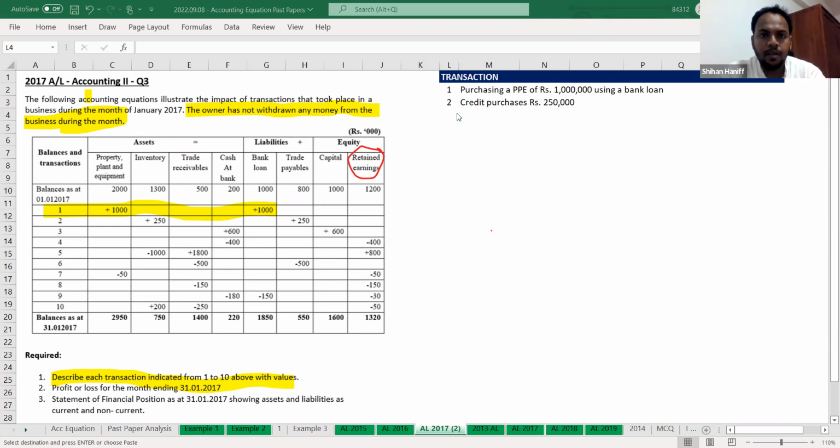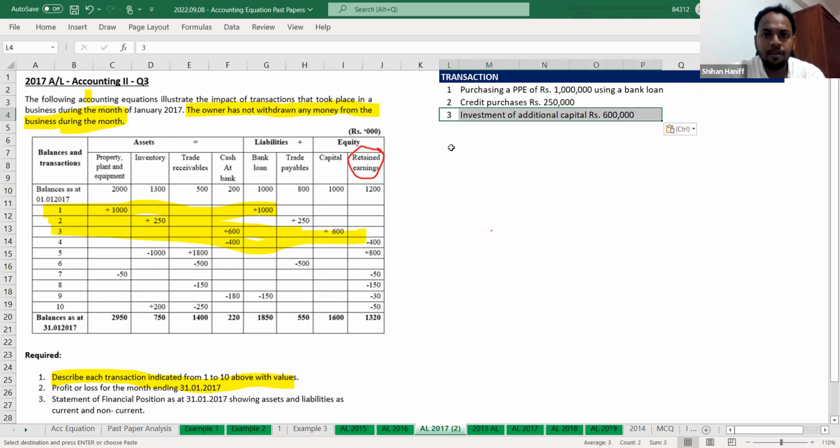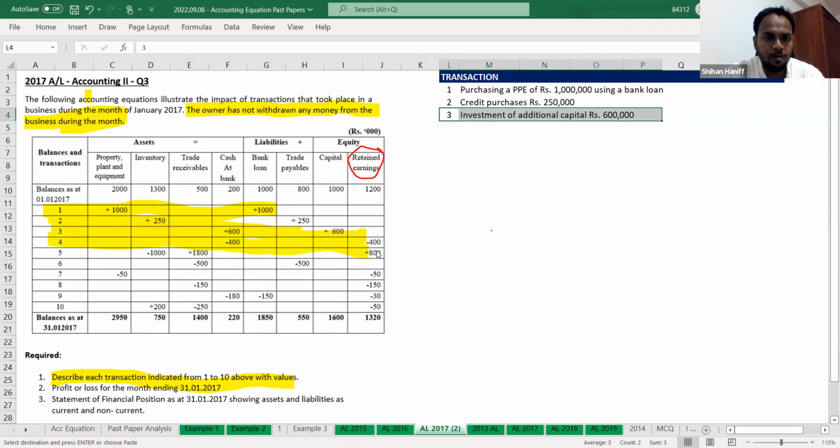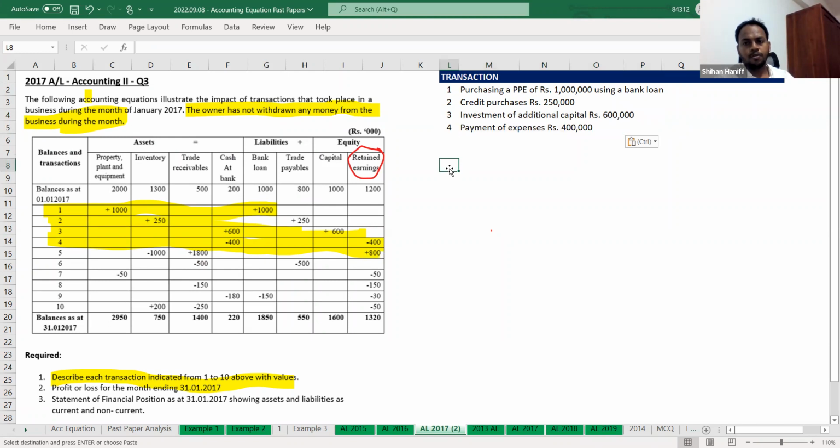Okay. Number 3 is capital. Investment of additional capital. Retained earnings minus means expense. Cash minus. So this is a payment of expense. 400,000.